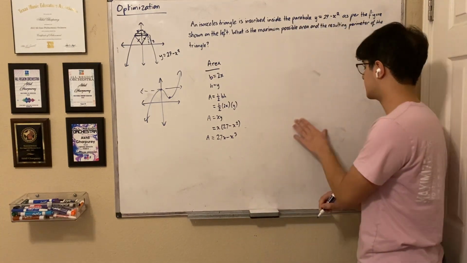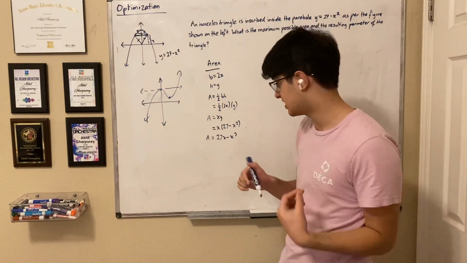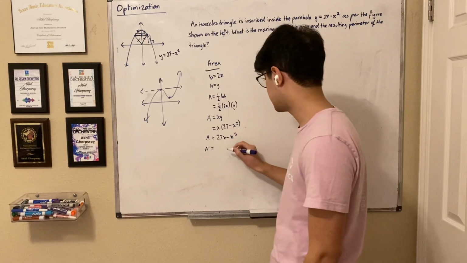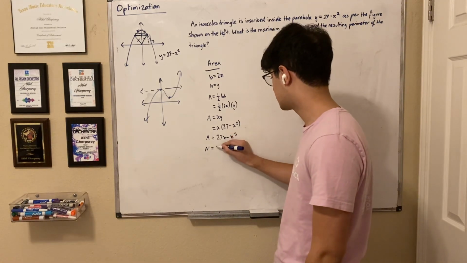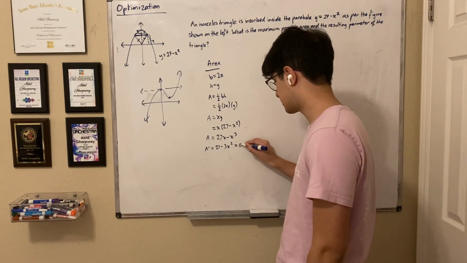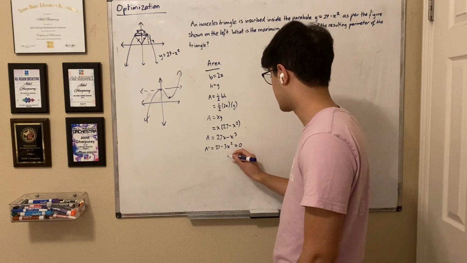Now all we have to do is the actual calculus part and solve for the zeros. That is taking the derivative. So the area prime is going to be equal to 27 minus 3x squared, and this works out to be 0. So now all we have to do is just solve for x.